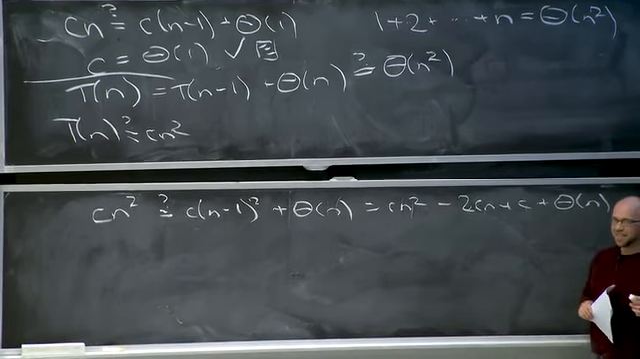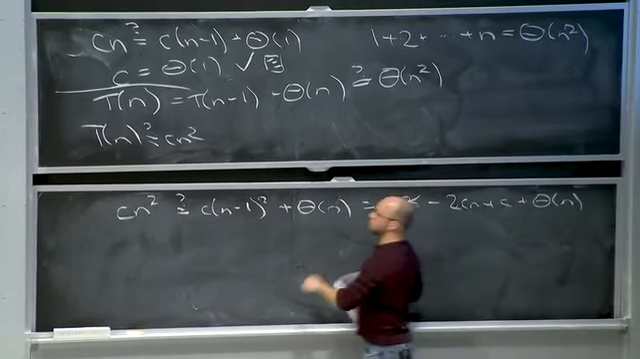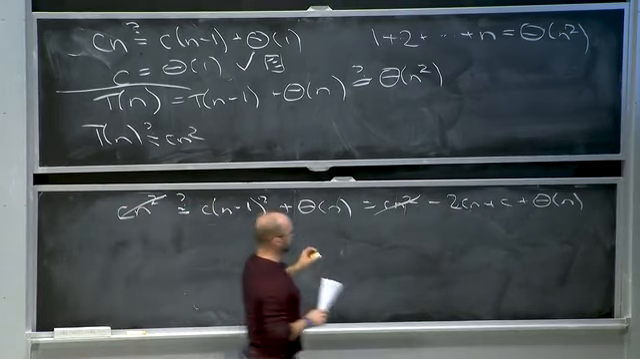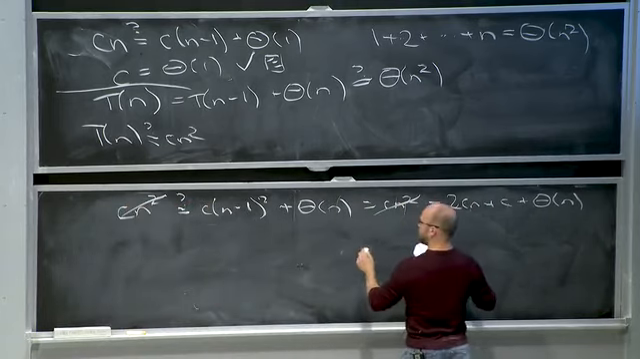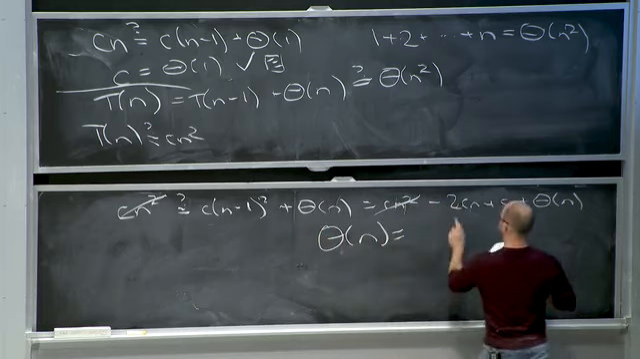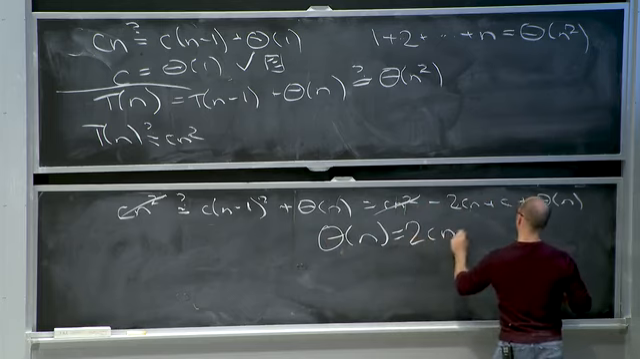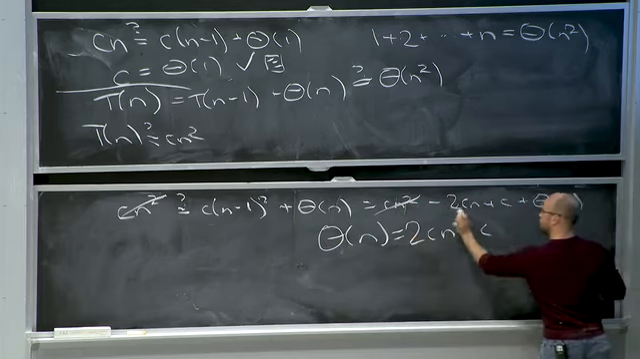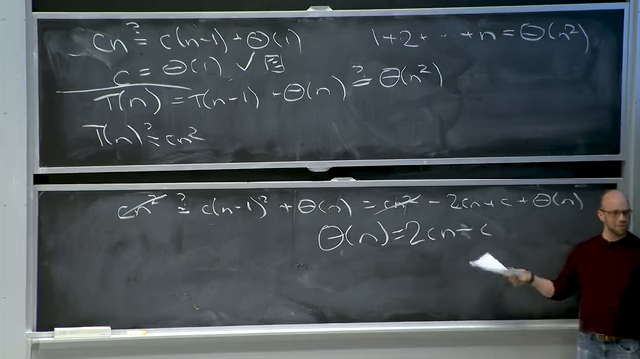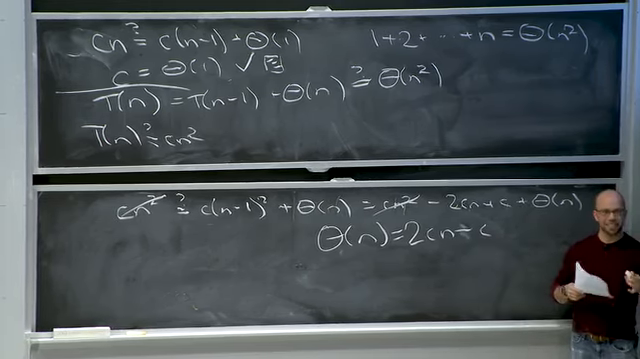Notice that there's a cn squared on both sides of this equation. They go away. And what I'm left with is a nice consistent formula: that theta of n equals 2cn minus c. And indeed, this is an order n expression. So there's order in the universe. Life is good. This is the substitution method.